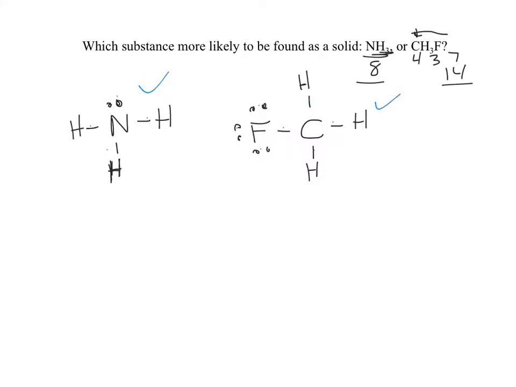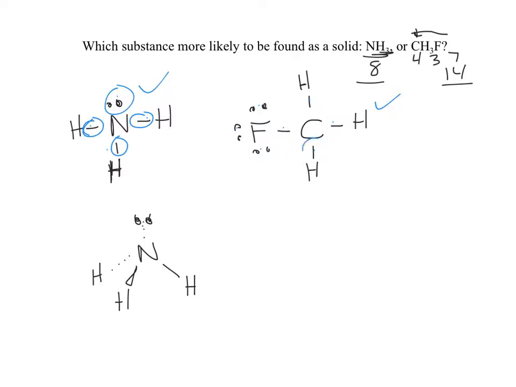All right, let's find the shapes. So again, we count groups. NH3 has 1, 2, 3, 4 groups. So its electron geometry is tetrahedral, so it's going to make 4 groups as far apart from each other as possible. And so I'll put some H's on these ones, and then this one's just going to be a lone pair. So it's a trigonal pyramid molecular geometry.